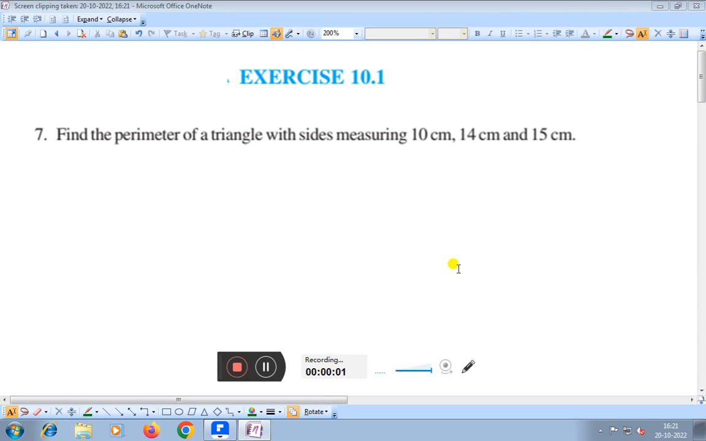Hello everyone. Today we shall discuss exercise 10.1 question number 7. Find the perimeter of a triangle with sides measuring 10 centimeter, 14 centimeter and 15 centimeter. Right? Let us find the perimeter of the triangle.